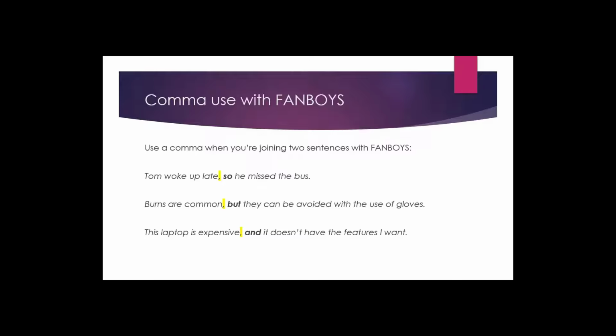Do you remember the FANBOYS: for, and, nor, but, or, yet, and so? If we're using these, they are always in the middle of the sentence. And we use a comma when we're joining two sentences together with one of these FANBOYS conjunctions. Tom woke up late, comma, so he missed the bus. Burns are common, comma, but they can be avoided with the use of gloves. This laptop is expensive, comma, and it doesn't have the features I want.